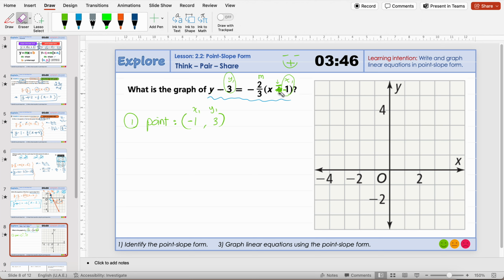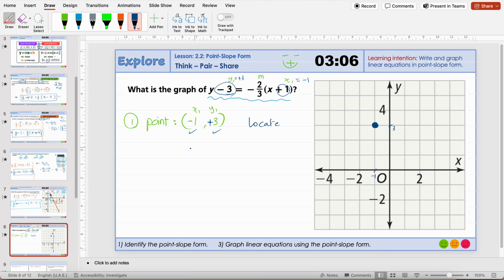Or just to make it easier for you, girls, if the number is negative, y1 is positive 3. If the number is positive, then x1 is -1. Let's take the opposite sign. When you are looking for the point, take the opposite sign. Okay. Let's locate it. Where is -1, positive 3? Here is -1 on the x, and here is positive 3. This is -1, positive 3.